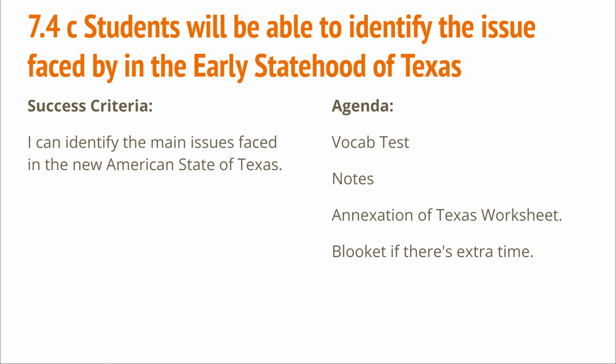So, our goal for today is that students will be able to identify the issues faced by the early statehood of Texas. The specific success criteria for you today in this class is to be able to identify the main issues that the new state of Texas is going to face.